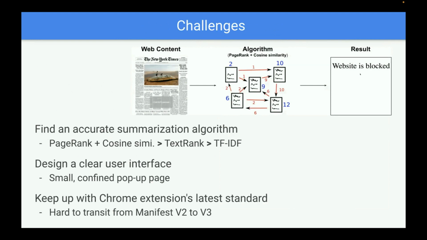Some challenges that I have encountered over the course of development are finding an accurate summarization algorithm, designing a clean and usable user interface, and keeping up with extension standards. For the algorithm part, I have tested multiple algorithms' performance, including the TF-IDF, or term frequency inverse document frequency algorithm, the TextRank algorithm, and the combination of PageRank and cosine similarity algorithm, which was proven to be the best and most accurate algorithm out of all the algorithms tested.